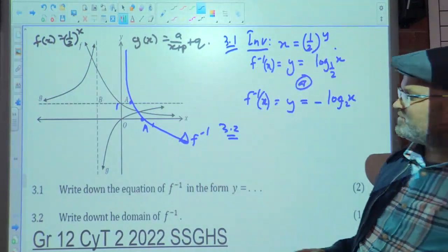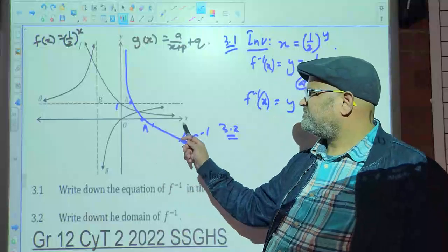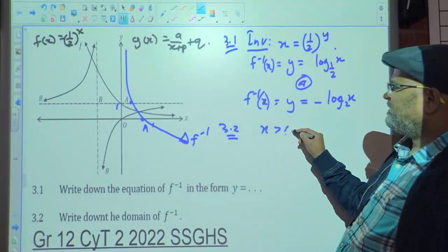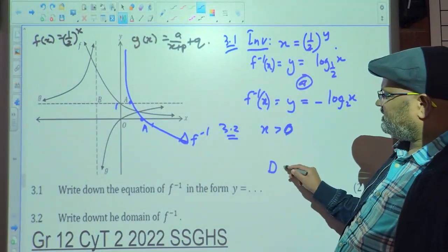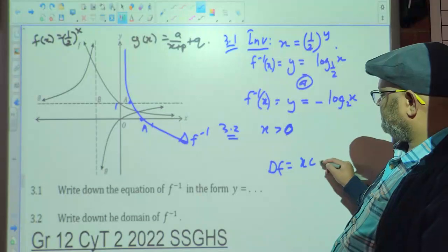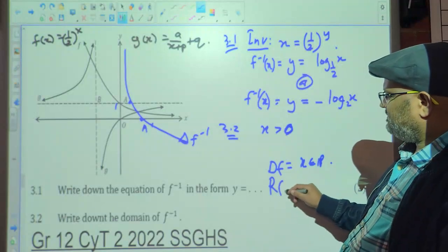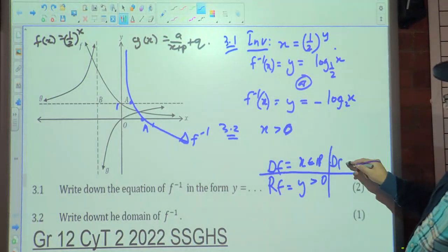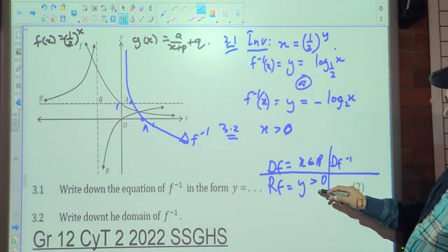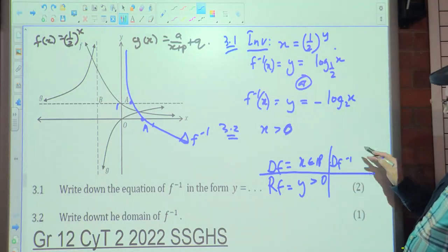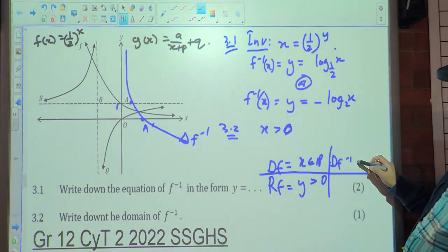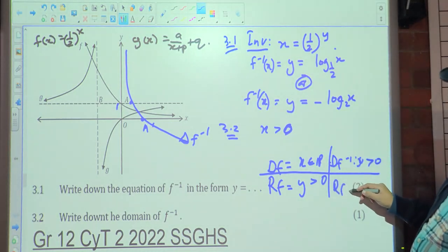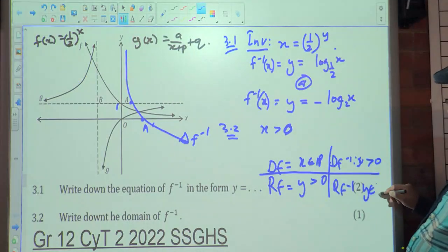So what is your domain of this function? X is greater than 0. That is one way of looking at it. Otherwise, I could have just said the domain of the function is x an element of R. The range of the function is y is greater than 0. So for the inverse function, the domain is going to be the range of the function swapped around, which would be x is greater than 0, and the range of the inverse function is y is an element of R.